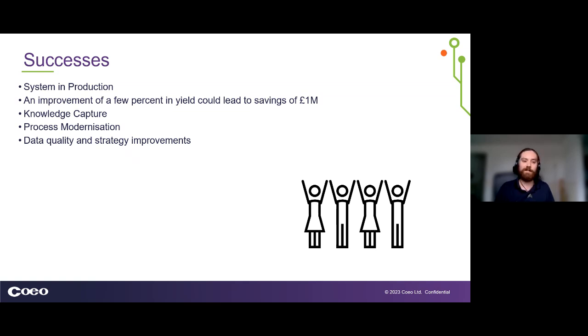Another success, obviously a big one for the business, is that by increasing the overall yield across the manufacturing plant by a few percent across the year, it can total savings of over $1 million for them, which is obviously a big positive. And that was always the carrot leading the way throughout the project, where they wanted to get to.